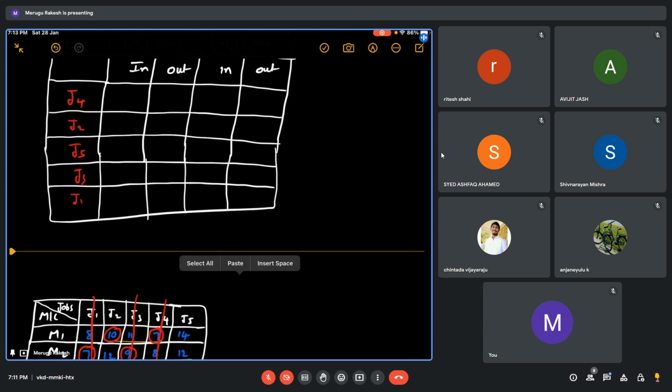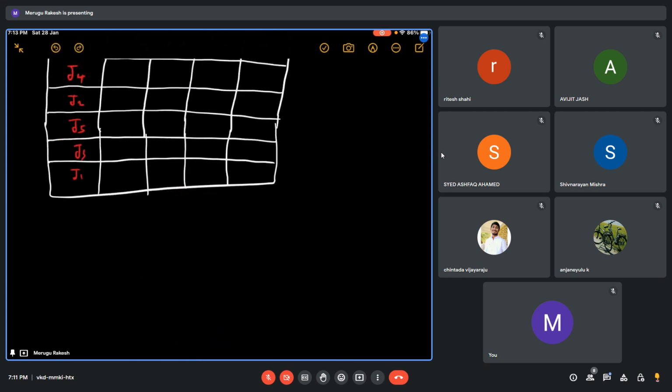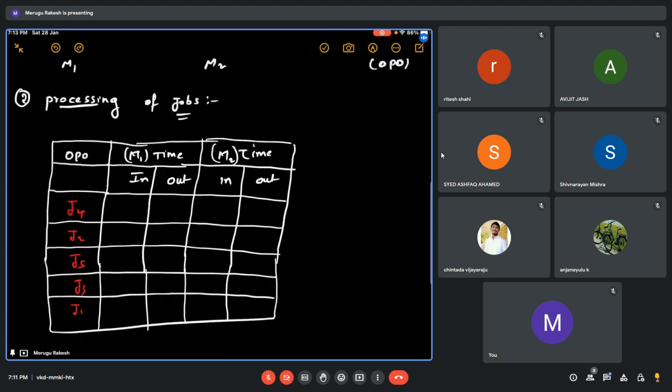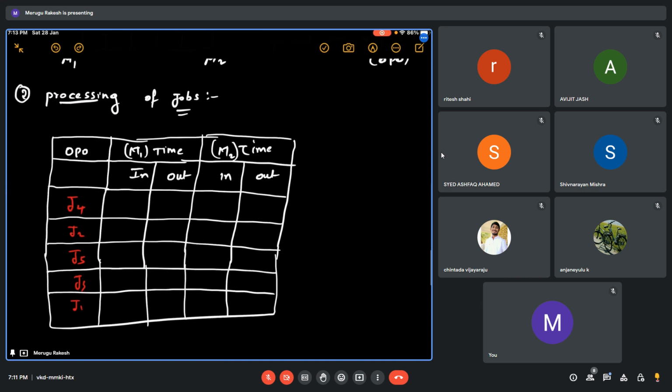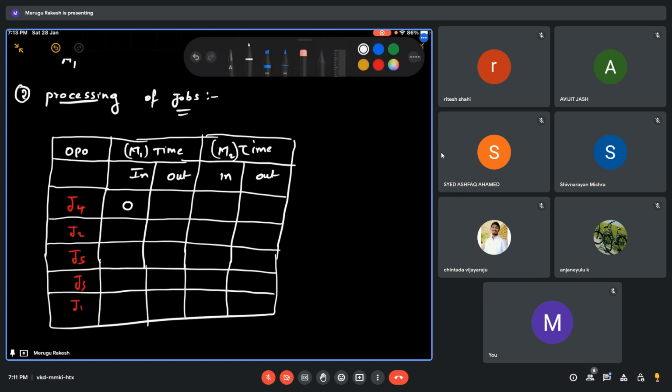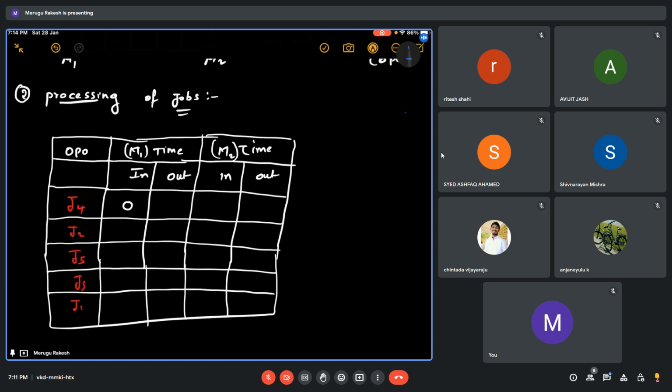Okay. Let me fill out this first. So first one is machine one. I know the time, so I will write these values directly. So first job is J4. Initial time will be 0. If it is a different color, it will be easy to handle. Then J4 value for machine one, if you see, is 7.